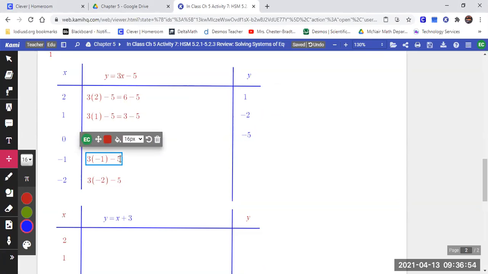Okay. 3 times -1. -3. So that says -3 minus 5. Same sign. So we add them and keep the sign. What are we going to get? -8. Last one for this table. And then we have to go do the other table. 3 times -2.